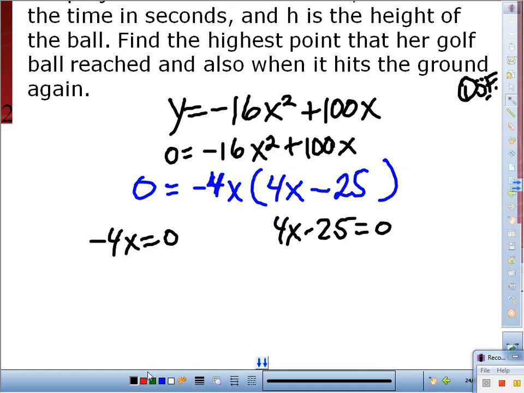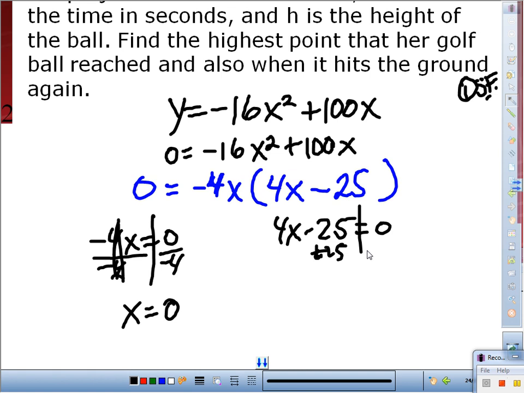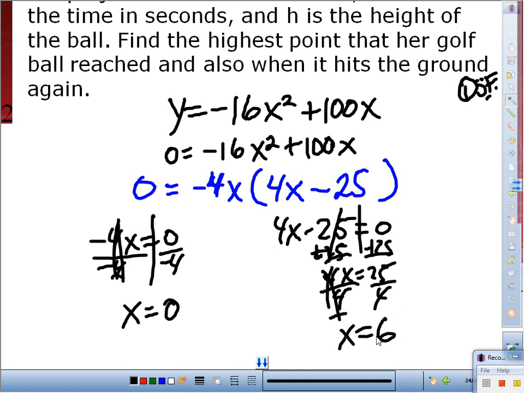All right. So let's see. Let's solve this. Divide by negative 4. So x equals 0. This one is plus 25, plus 25. 4x equals 25. Divide by 4. x equals 25 divided by 4 is 6. That's 24. 1 divided by 4 is 0.25. Okay.